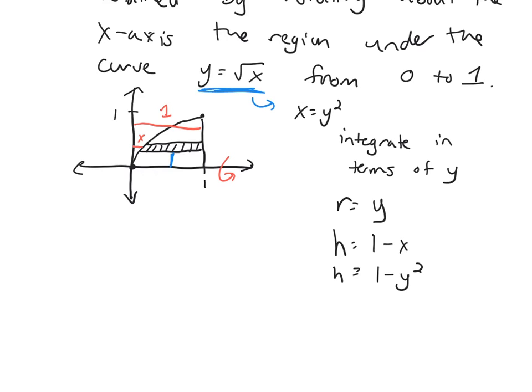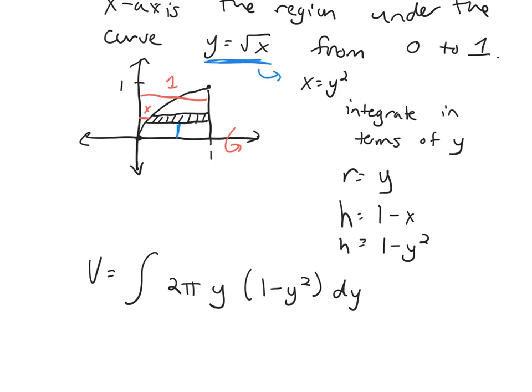Set up your volume. So 2 pi r, which is y, times the height, 1 minus y squared. And then I got to think about my bounds. Remember, your variable is y. Y went between 0 and 1. So these numbers here, 0 to 1. Okay.